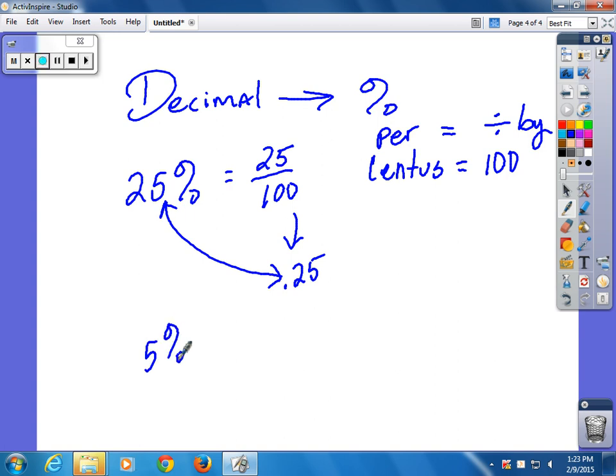Be careful here because some of y'all will go haywire and put 0.5 and get it wrong. It's 0.05 because 5% is 5 over 100, and when you divide by 100, you count the number of zeros and move that decimal place 2 places to the left, right? So that would be 5, 1, 2. The answer there is 0.05.